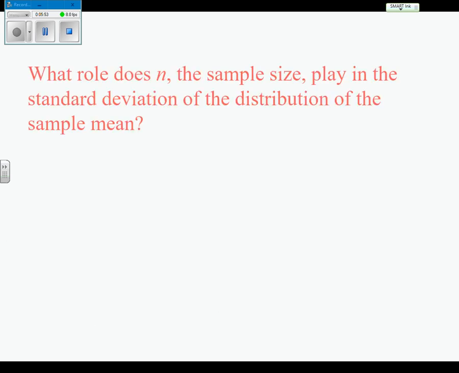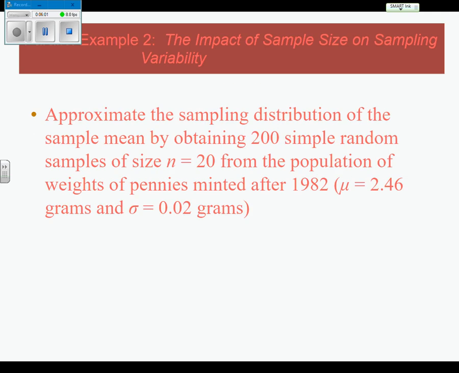So what if I change n? I'm glad you asked. I know you guys are asking yourself that. So I am going to change n. Instead of just doing 5 pennies, I'm going to do 20 pennies, and I'm going to do it 200 times again. So I'm going to get 20 pennies from my bucket, grab them, weigh them, and find their mean. I'm going to throw those 20 back in the bucket, get a different subset of 20 pennies, and weigh them. I'm going to do that 200 times.